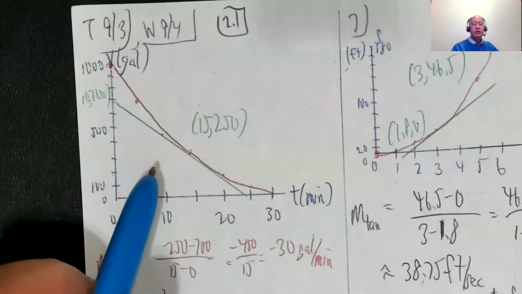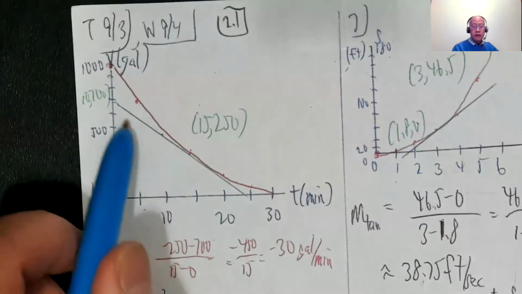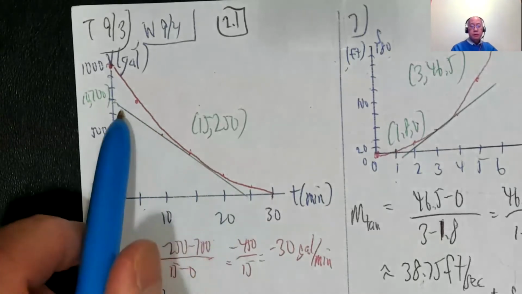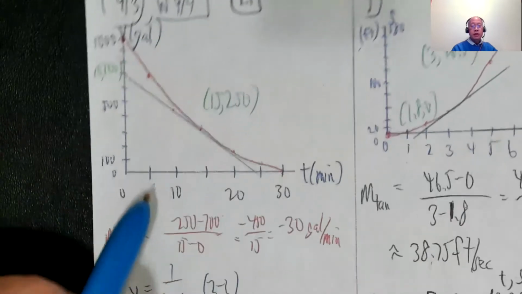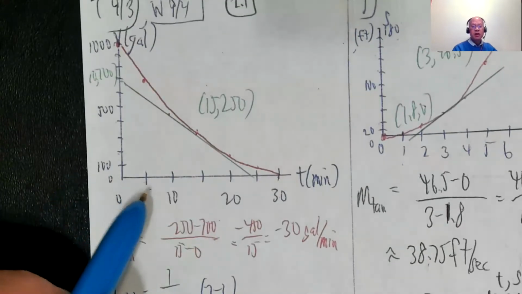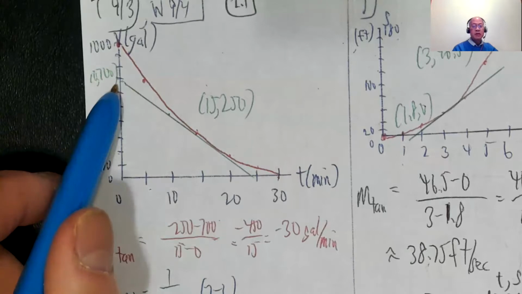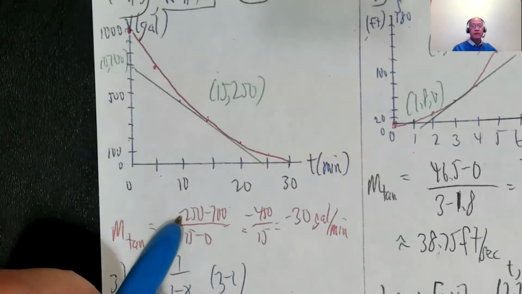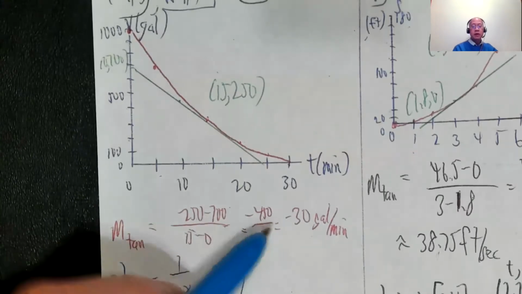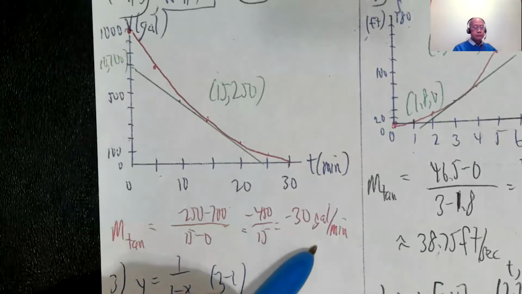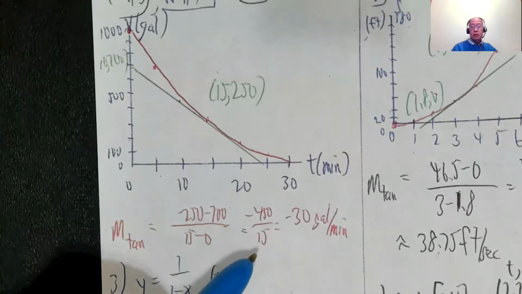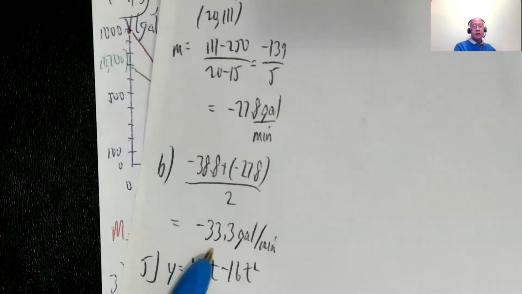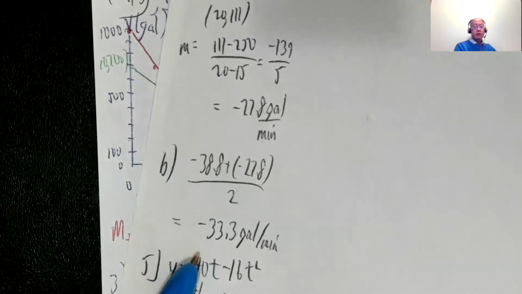They asked for the slope of the tangent line. From this graph, the tangent line seems to be like so, the line that just barely grazes the graph. What's the slope of the tangent line? Well, I'll use (15, 250), and that looks like maybe (0, 700). So y2 minus y1 divided by x2 minus x1: 250 minus 700 over 15 minus 0 is negative 30 gallons per minute. That's pretty close to the negative 33.3 gallons per minute that we had in part B.